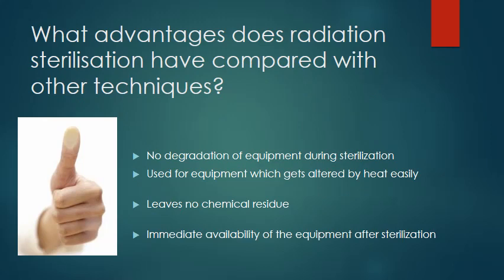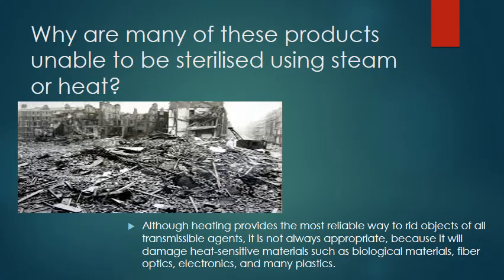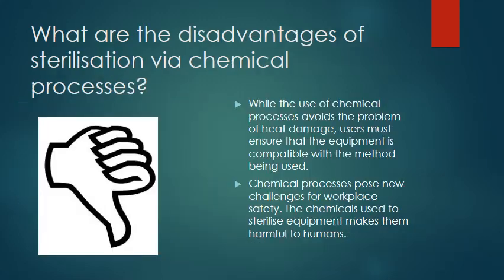So the advantage is that it doesn't degrade equipment during sterilization. It is used for equipment which gets altered by heat easily, leaves no chemical residue, and is available immediately after sterilization. Why are many of these products unable to be sterilized using steam or heat? Although heating provides the most reliable way to rid objects of all transmissible agents, it is not always appropriate because it will damage heat-sensitive materials such as biological materials, fiber optics, electronics, and many plastics.